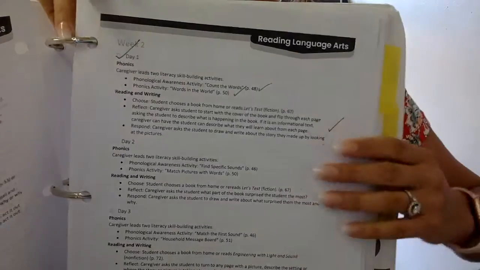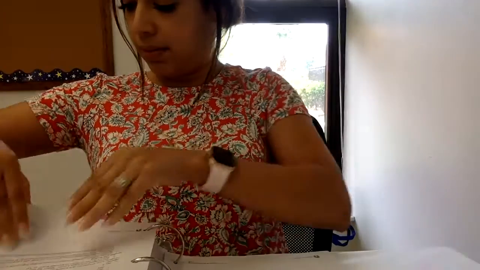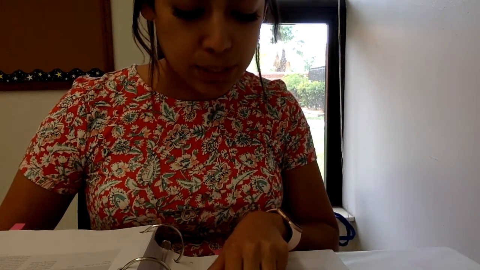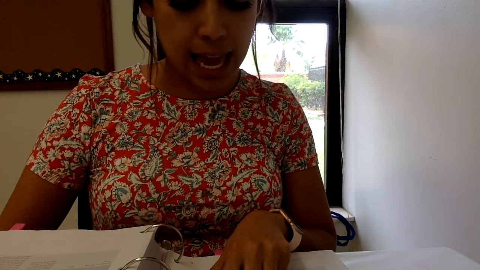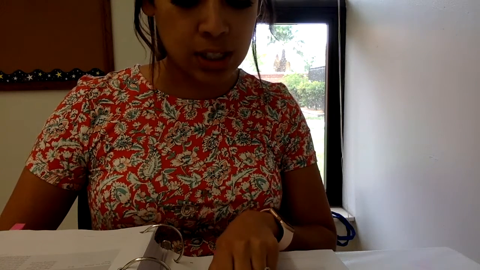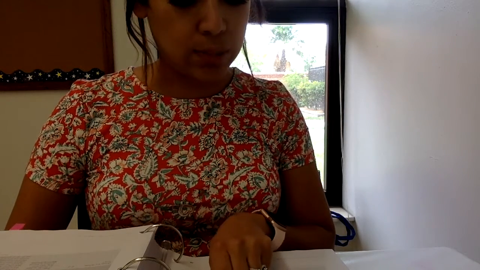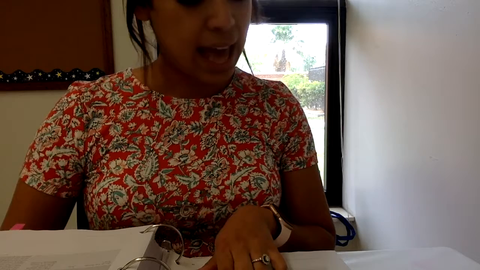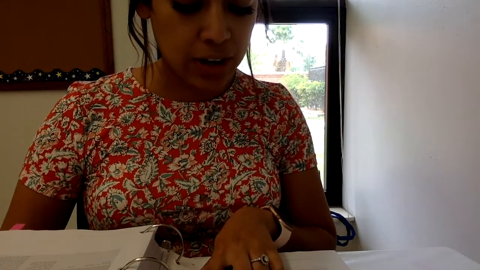So let's go to page 46. Remember, find specific sounds. Have your child and other family members listen for words with a specific sound in family conversation or on television and radio programs, such as words that start with the S sound or end with the K sound. Have your family members share their heard words and list them on a piece of paper.